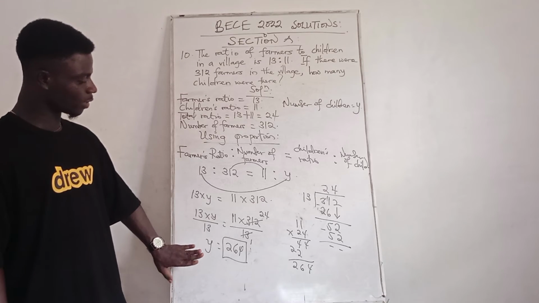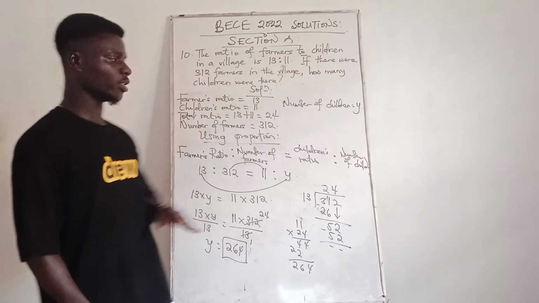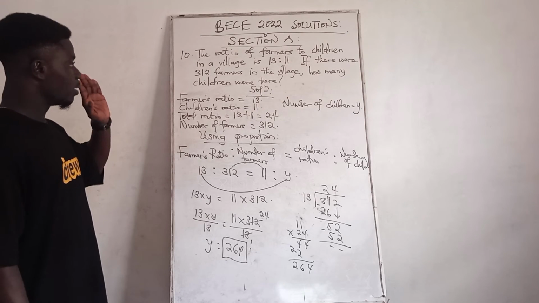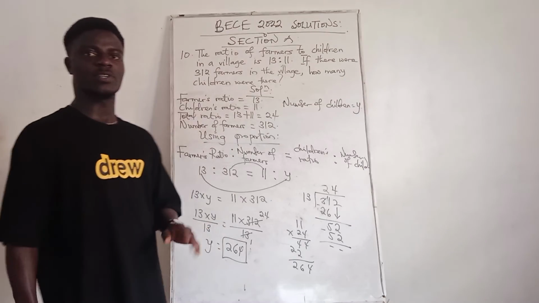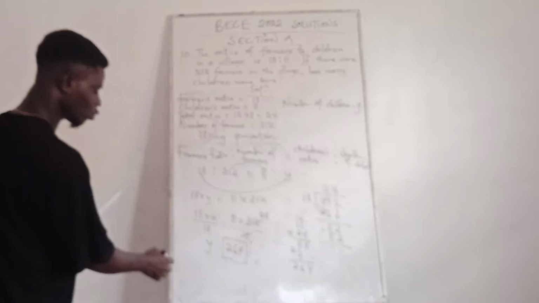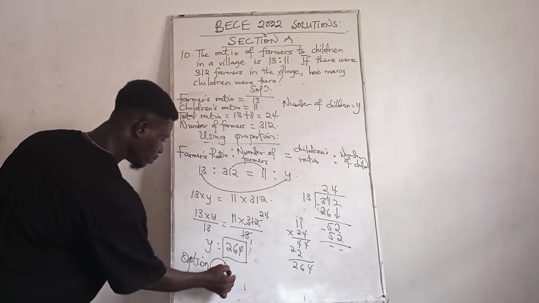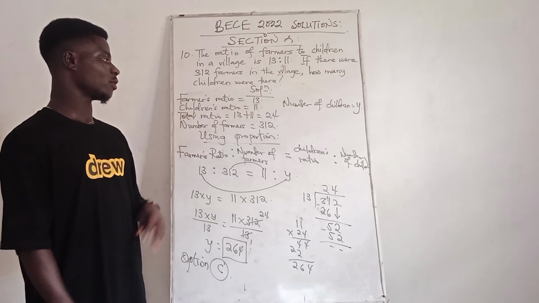So this one is what? Is the value of y, which represents what? The number of children. So then we can say that, therefore, the number of children in the village are what? 264, which is option C.